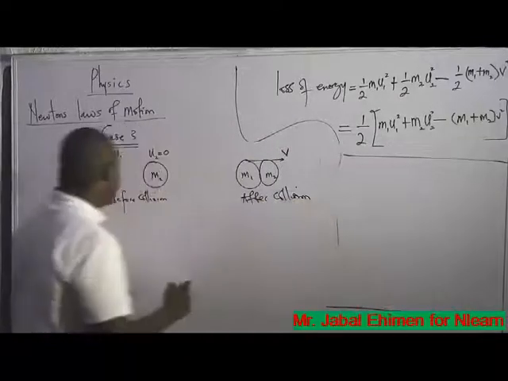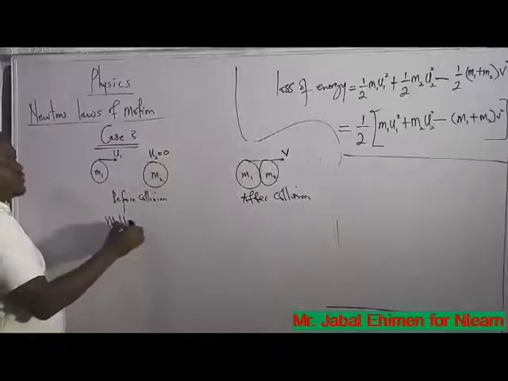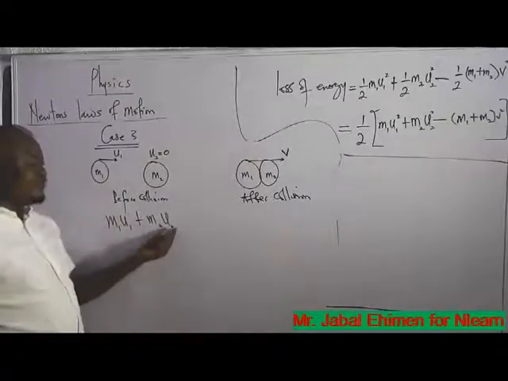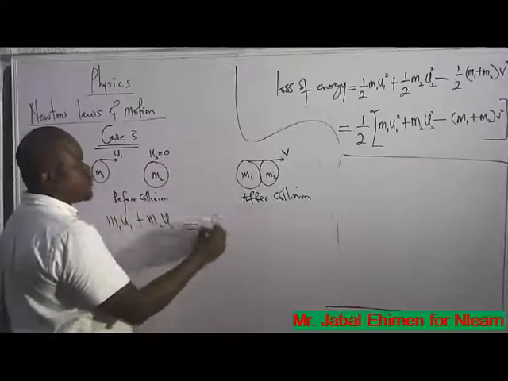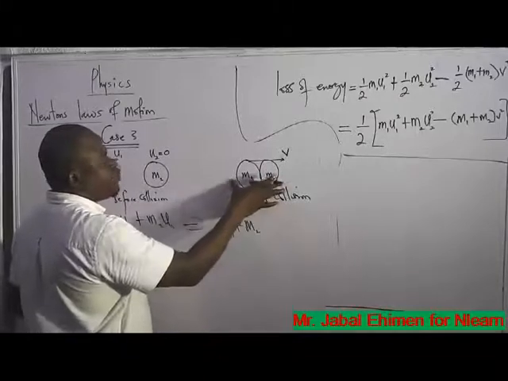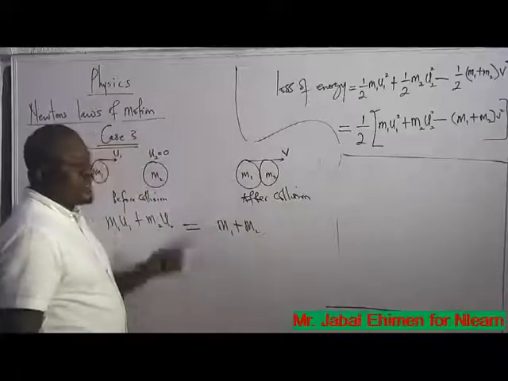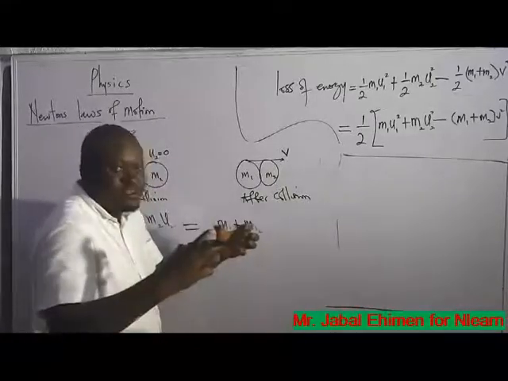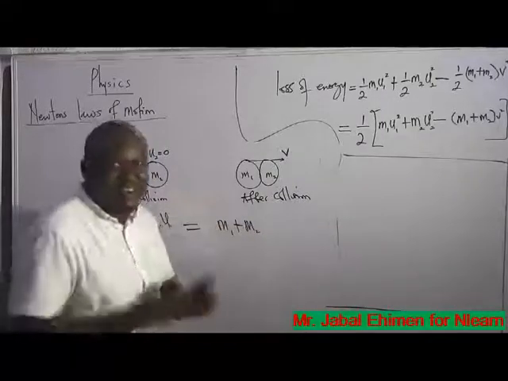So after collision, initially, what do we have? We have M1 U1 plus M2 U2. Please don't forget that U2 has a value of 0. It is equal to M1 plus M2 times V. The reason is because they are now considered as one because they stick together. This kind of collision is an inelastic collision because they did not separate, unlike case 2, where they separated.